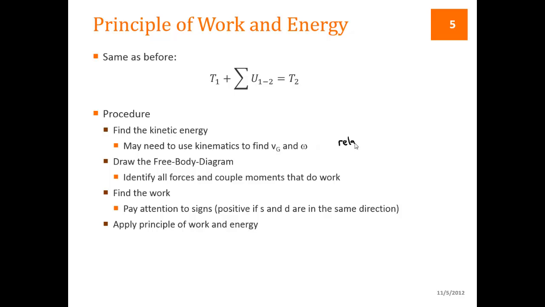So relate V's and omegas. Usually it's easiest to relate everything to omega, and we'll see that in the examples. So draw a free body diagram, identify all your forces and couple moments that do work, and notice that many of them might be on there but not do any work. And then find your work. Pay attention to your signs. Right? So positive if the force and the distance are in the same direction, negative if they're in opposite directions, and then apply the work energy equation.